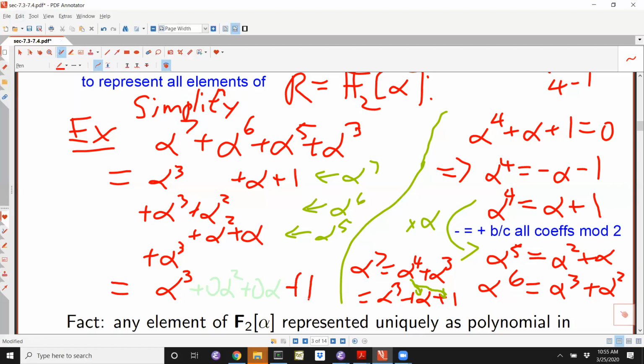So the full simplification of alpha to the 7th plus alpha to the 6th plus alpha to the 5 plus alpha cubed is that in this quotient ring, all that stuff is equal to alpha cubed plus 1.